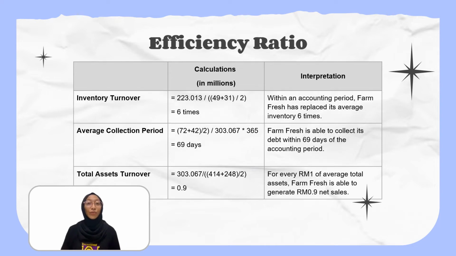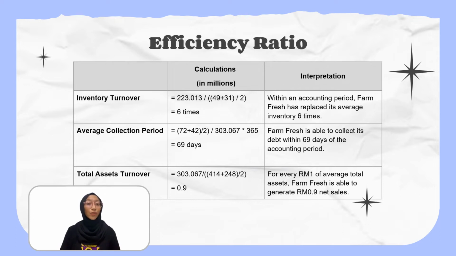Okay, now we will calculate the efficiency ratio for Farm Fresh Berhad. For the inventory turnover, after calculating COGS, which is cost of goods sold, divided by average inventory, we get a value equal to 6 times. This means within an accounting period, Farm Fresh has replaced its average inventory 6 times.